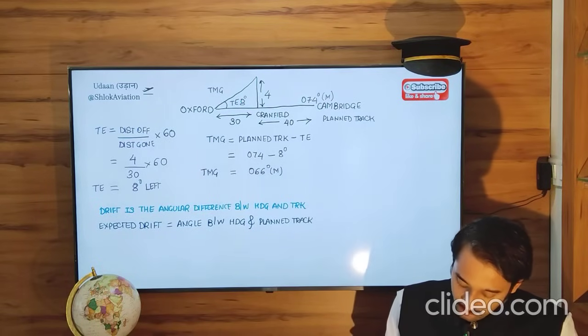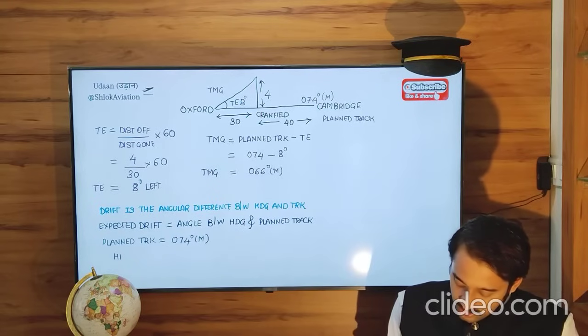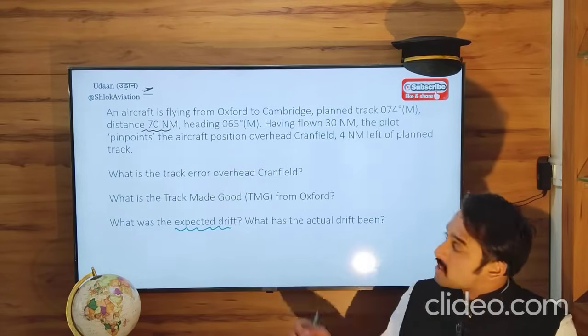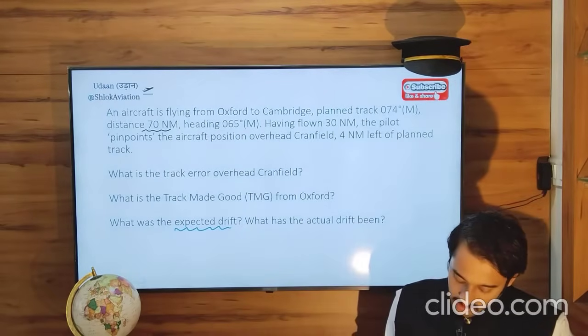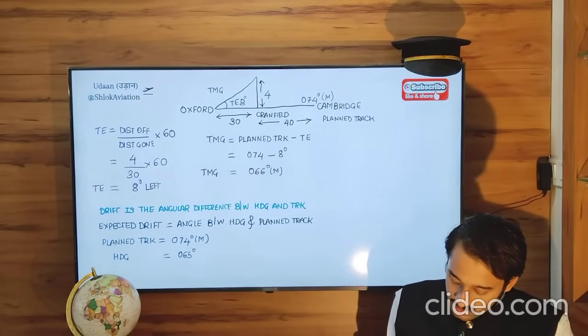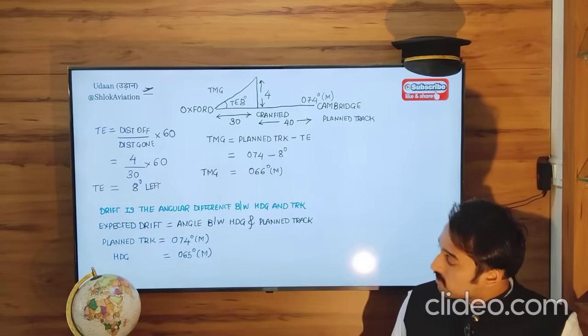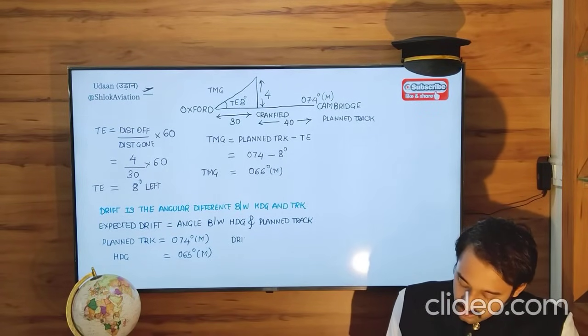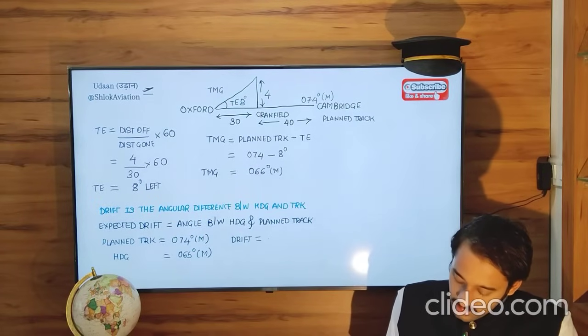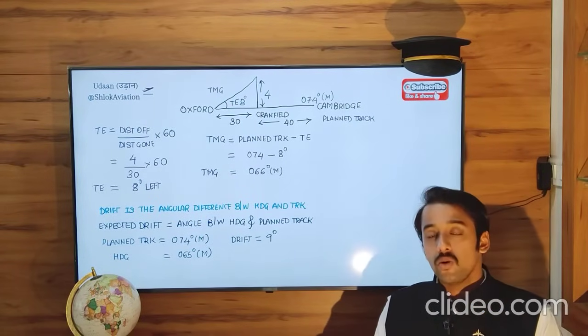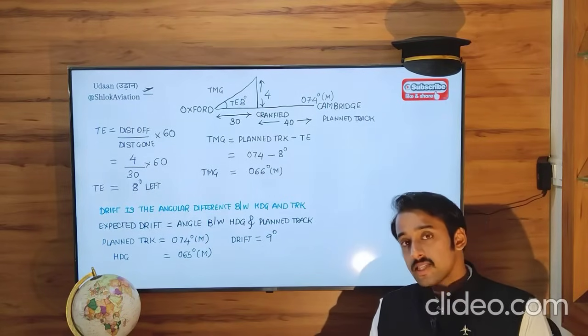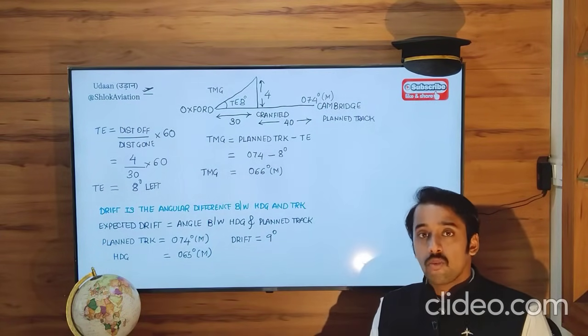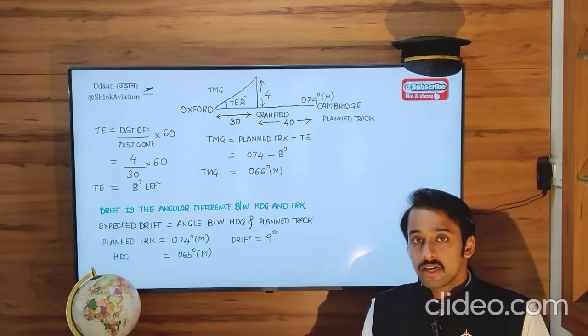Now, your planned track is 074 degree magnetic. The heading of aircraft is 065 degree magnetic. So drift will be equal to 9 degree. Now, is this drift starboard or port? That is, whether this drift is left drift or right drift.